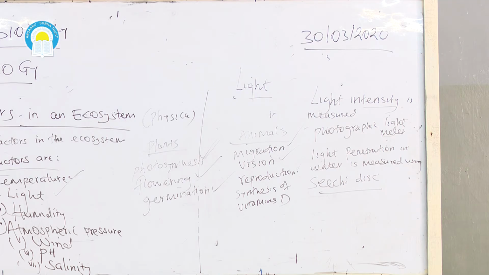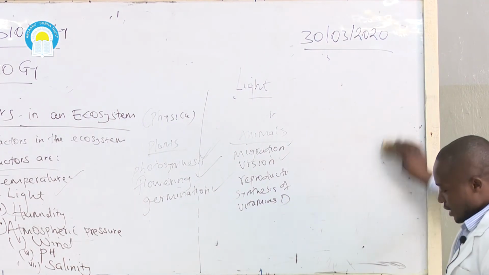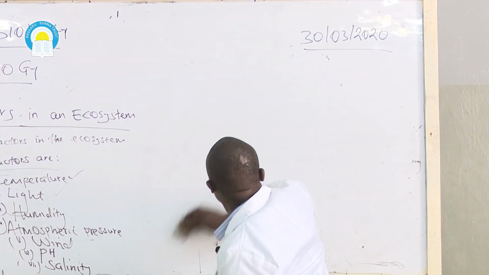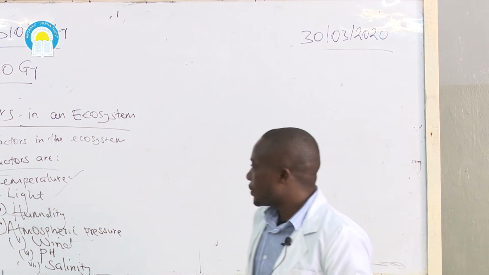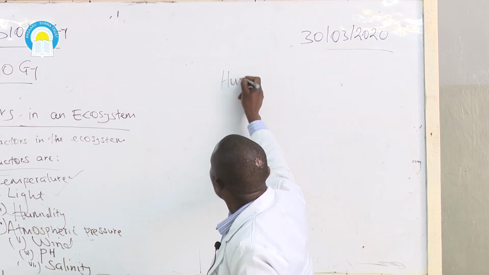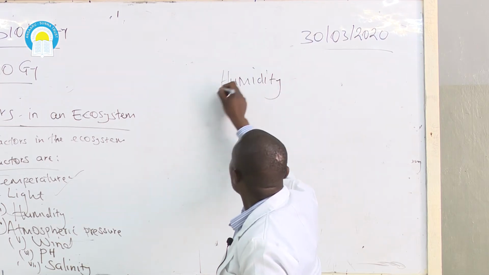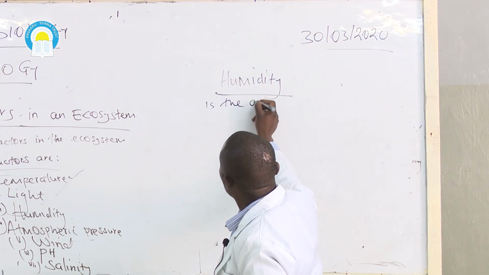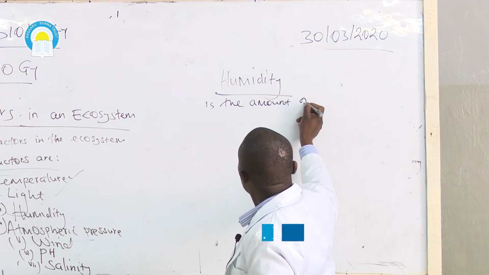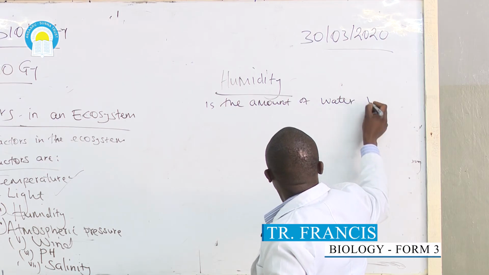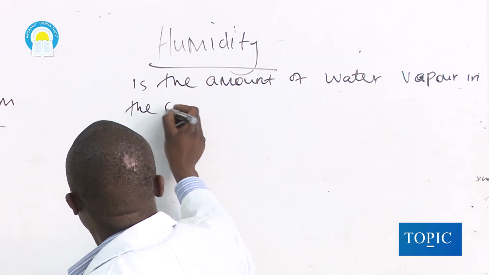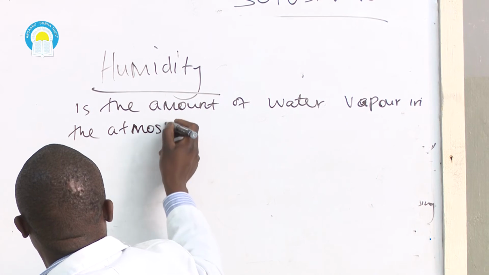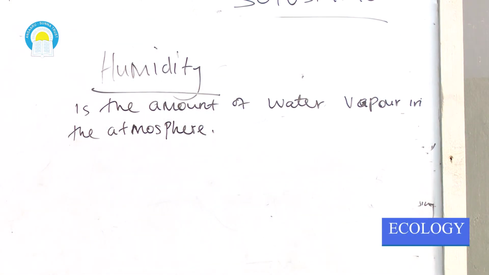The next we can go to humidity, another abiotic factor. So those are the two paragraphs. This is a paragraph on its own. Then humidity. Humidity is the amount of water vapor in the atmosphere. How much water is available in the atmosphere?